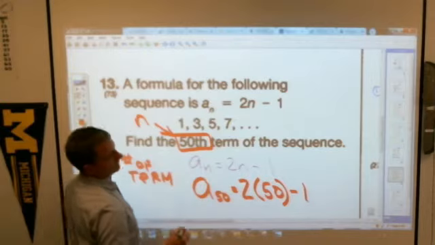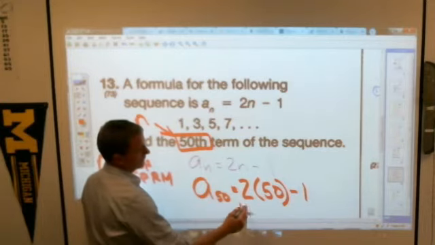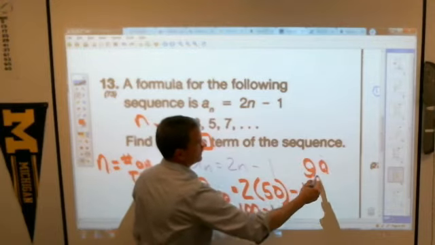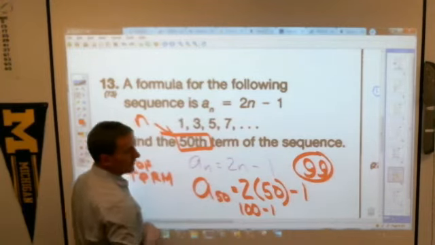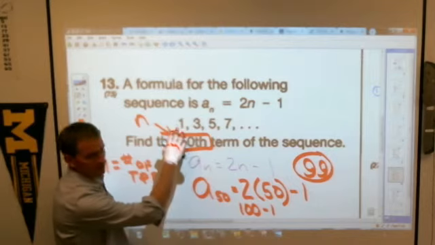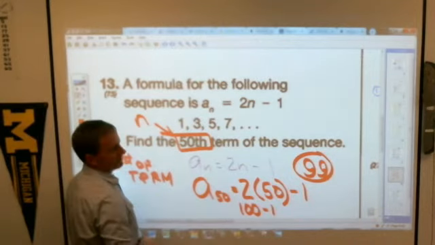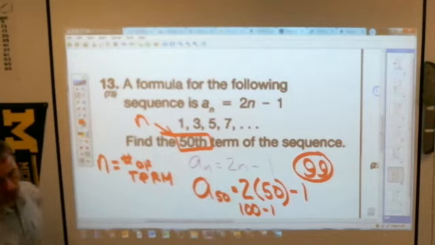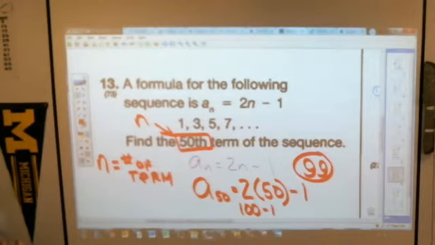What is 2 times 50? 100. And 100 minus 1 is 99. Now you could, if that really bothered you, feel free to continue the sequence and count the terms until you get to the 50th term. That would always work. It's kind of the hard way, but hey, if that's something that floats your proverbial boat, then by golly, set it out to sea.